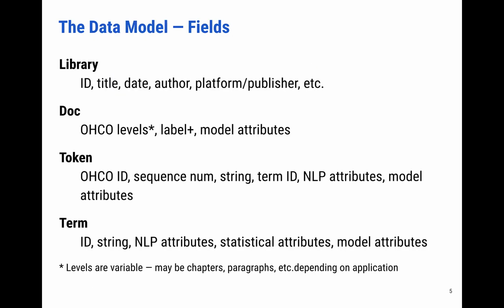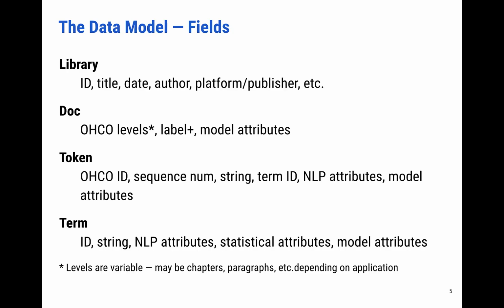More specifically, drilling down into the fields of each of these tables, the library table will typically consist of an ID for each source, a title, a date, an author, a platform and/or publisher, and any other data that applies at that level to the source itself. The document table is going to consist primarily of the levels in the ordered hierarchy of content objects, sometimes labels, and sometimes model attributes that we can apply after the fact to our data model.